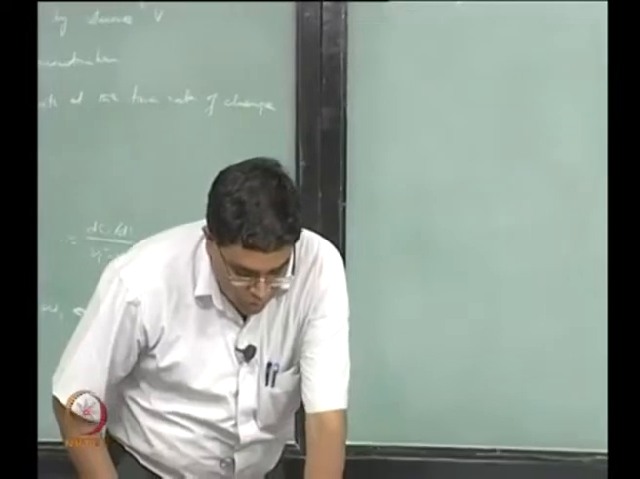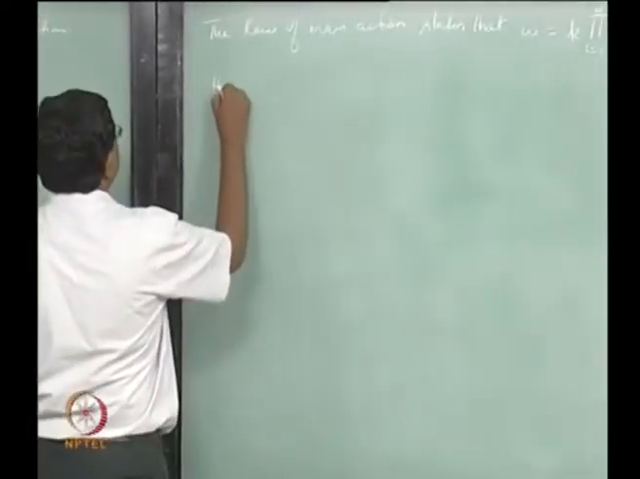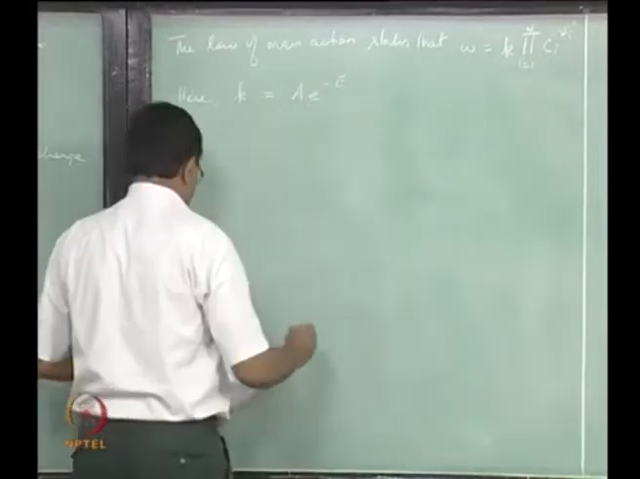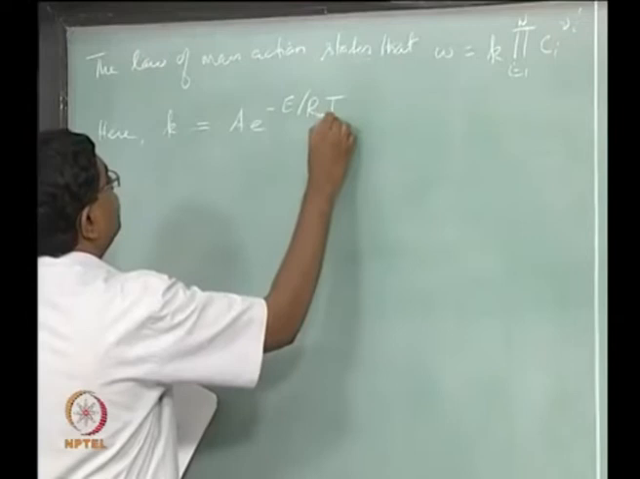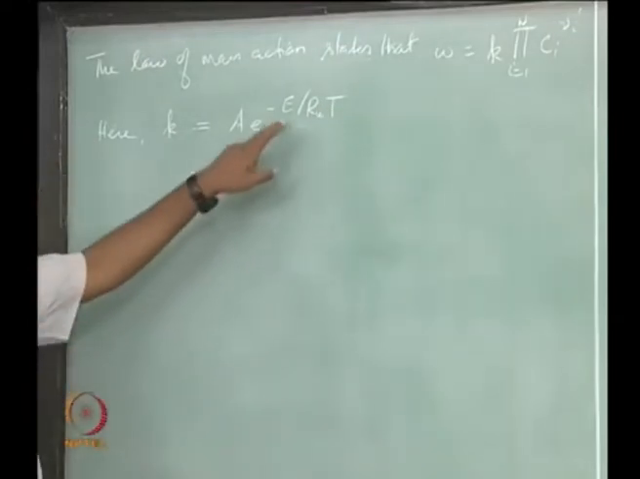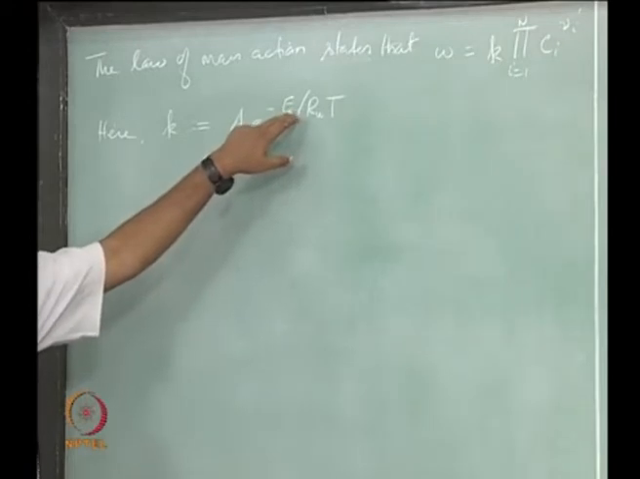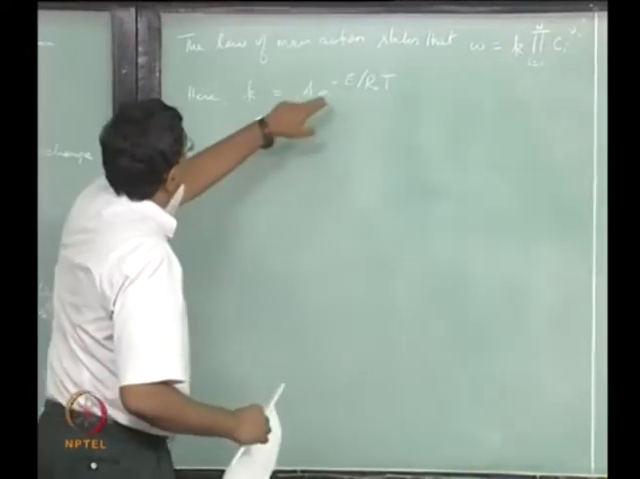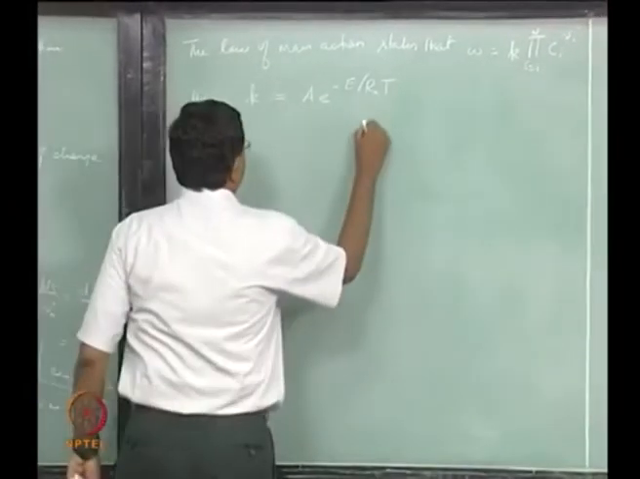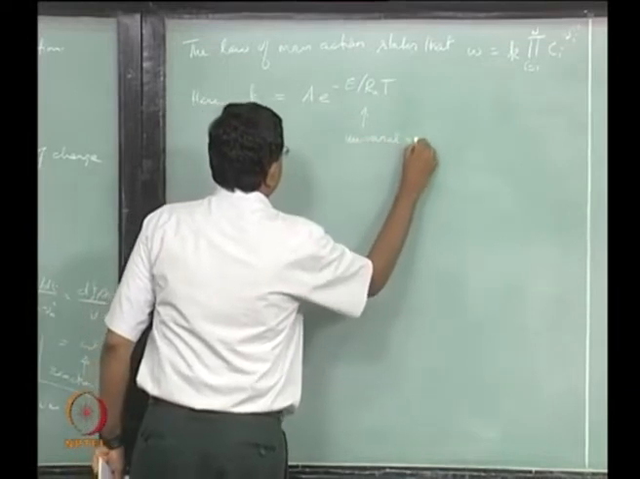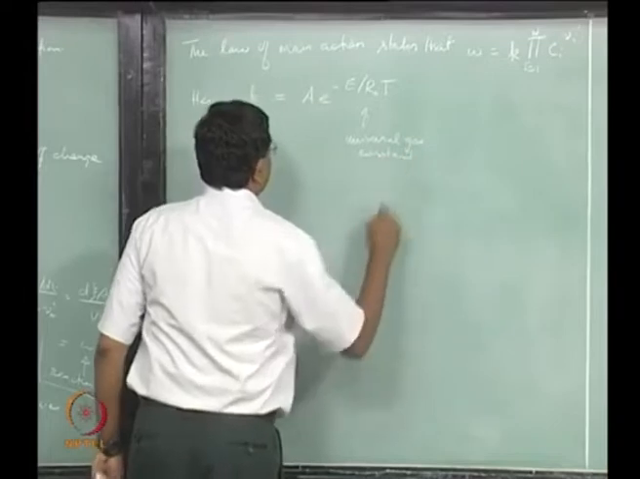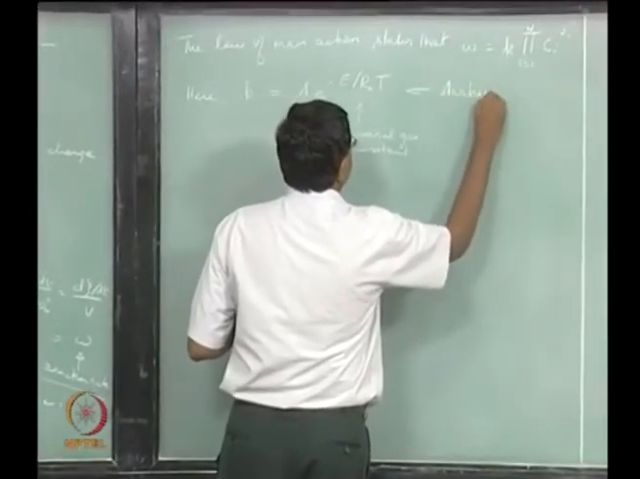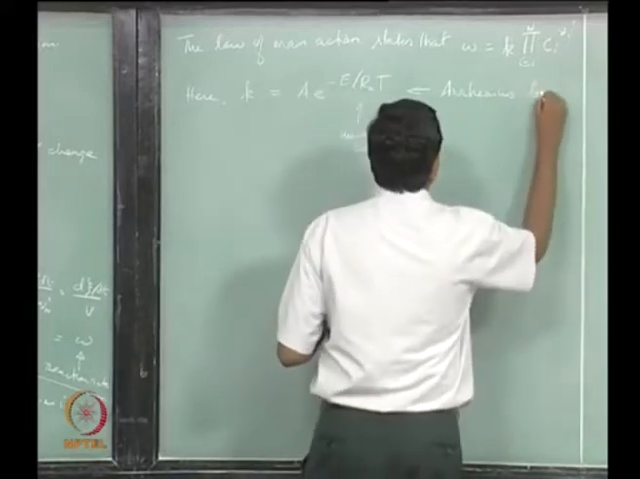And the next thing that I would like to point out is k is equal to A e to the minus E over Ru T. Sometimes there is a subscript a to E here, to indicate its activation energy, but it's essentially activation energy there. So e to the exponential of negative E over Ru T. Ru stands for universal gas constant. Right, in the Arrhenius. So this is what is called the Arrhenius law.